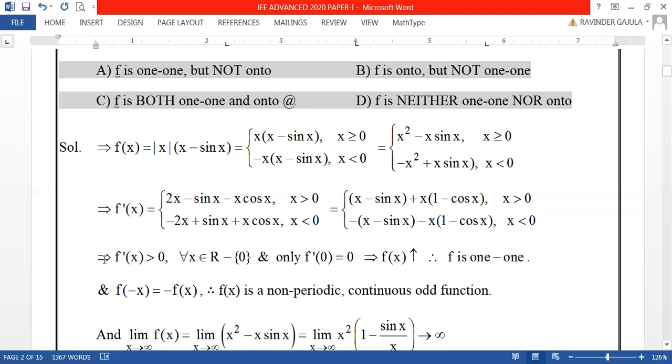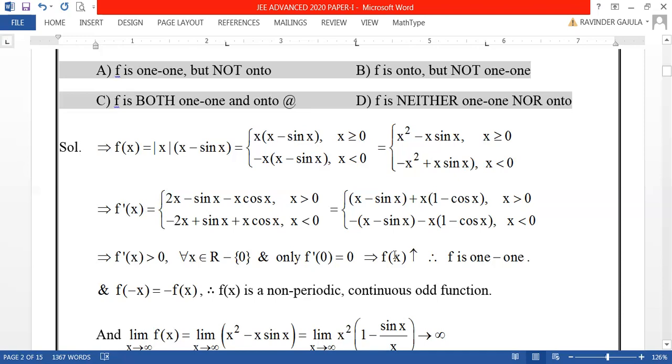Therefore, dear friends, f dash x will be greater than 0 for every x belonging to R minus 0. And what is f dash 0? F dash 0 is 0. Otherwise, f dash x is positive. Therefore, on the whole, you can say f of x will be increasing. Though f dash 0 is 0, at that point just the tangent becomes horizontal, but on the left and right it is increasing, so f of x will be increasing.